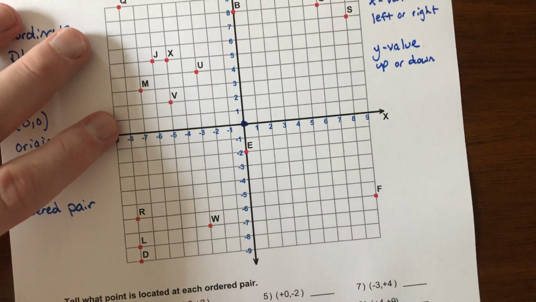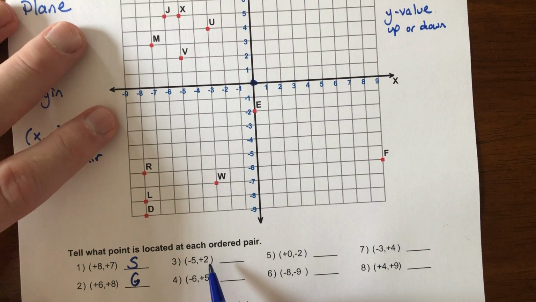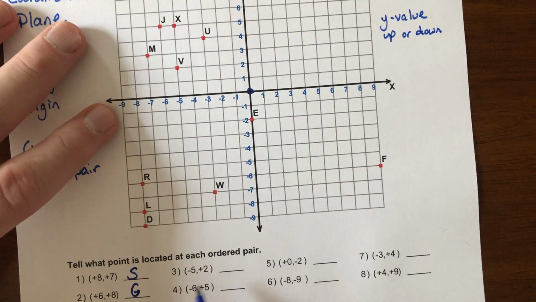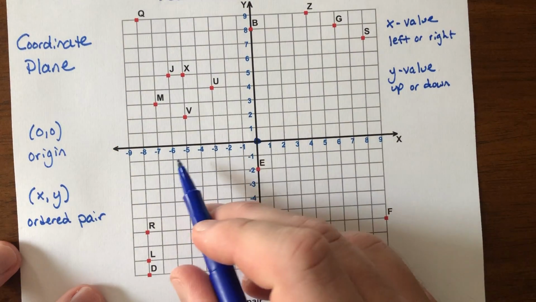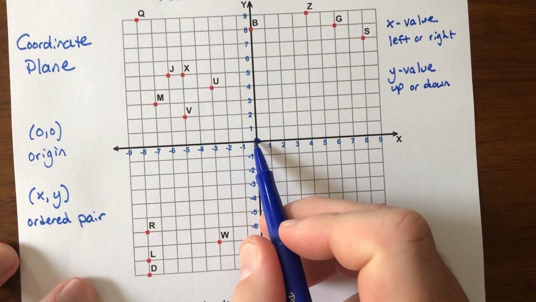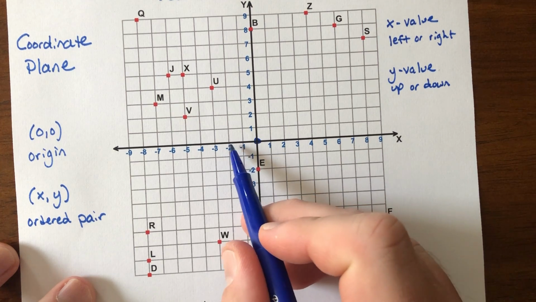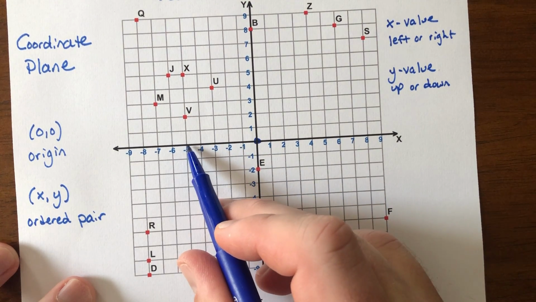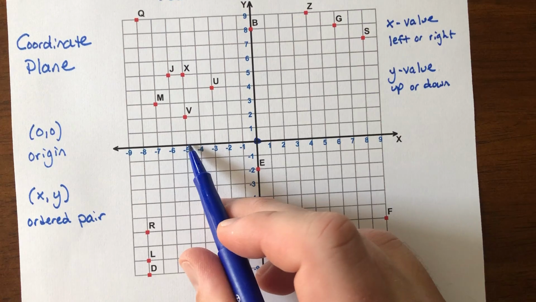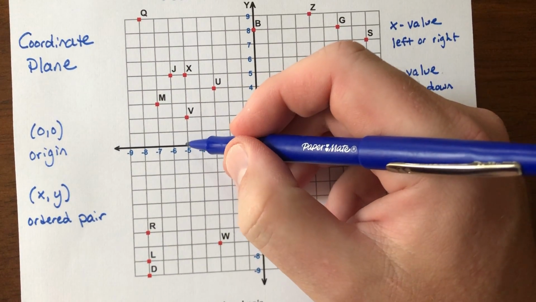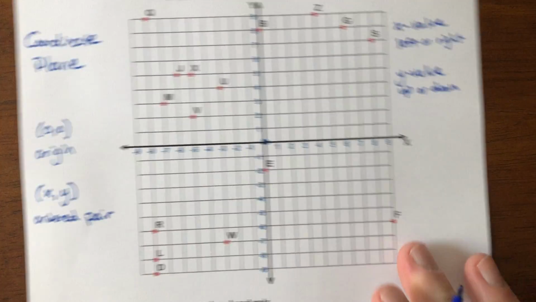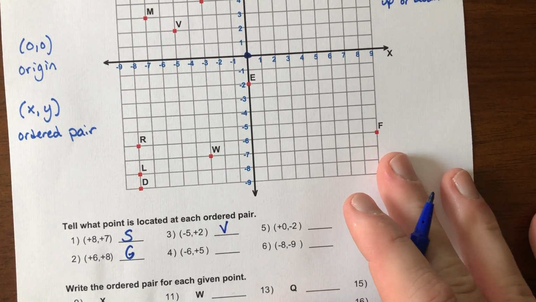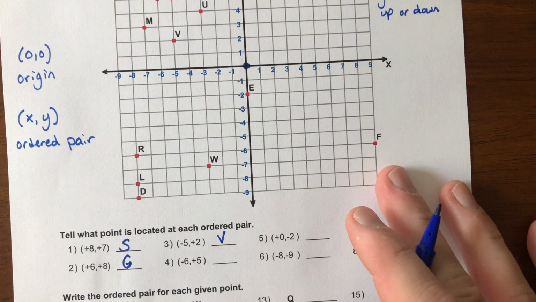Number 3, I have an ordered pair of negative 5, positive 2. Because my x value is negative, I'm going to go to the left, because left is negative. So I'm going to go left 5 times: 1, 2, 3, 4, 5. And then my y value was positive 2, so I'm going to go up 2: 1, 2, and I land on the V. So my ordered pair of negative 5, 2 is the V.